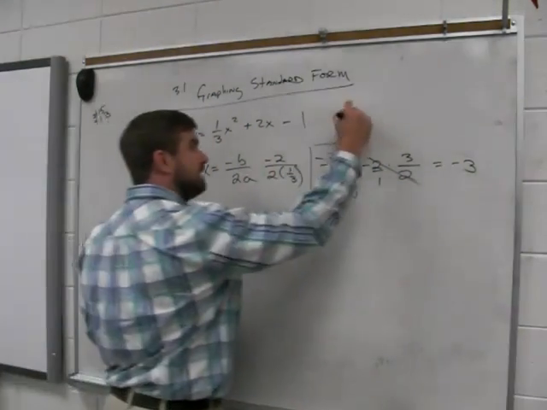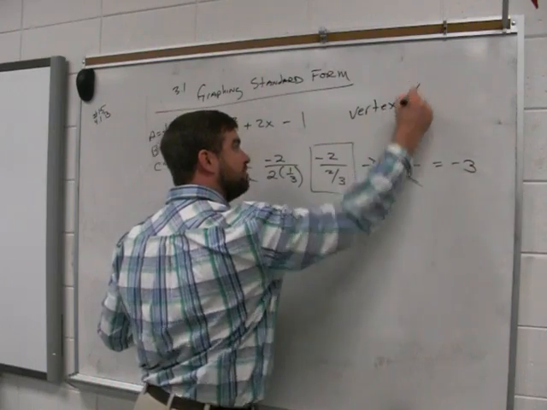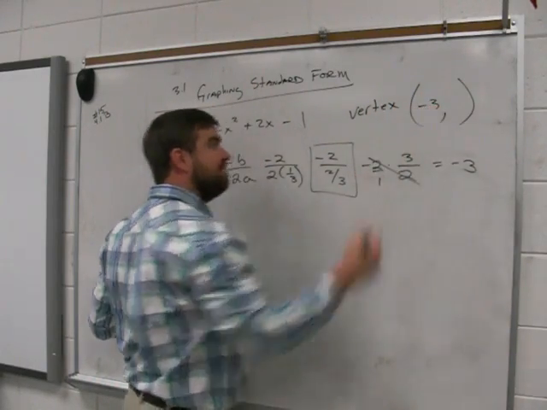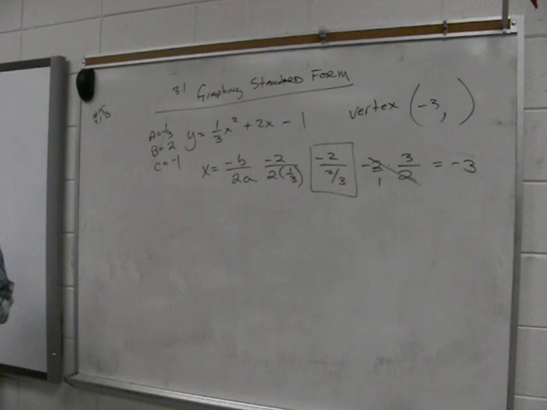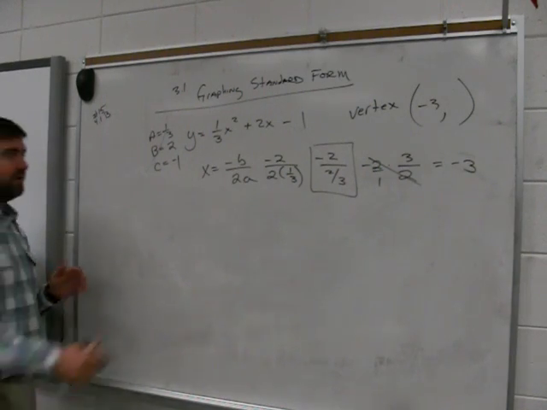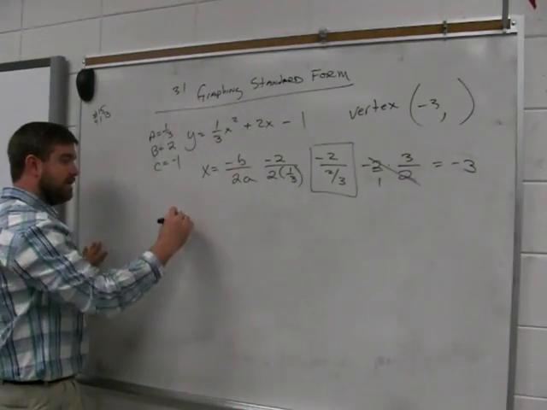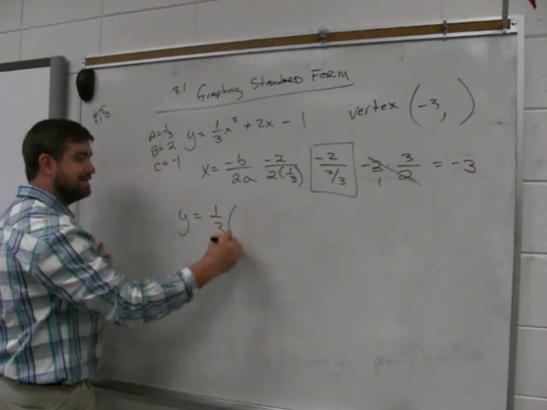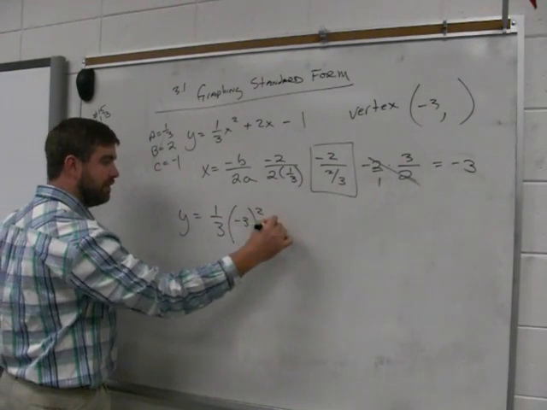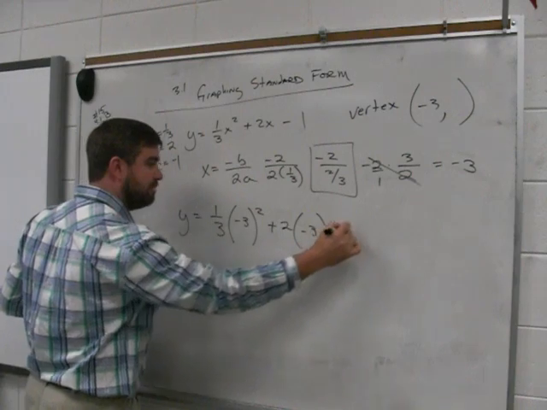So in our vertex, we've got half the vertex. We now know that the X value of the vertex is -3. Okay, the next step, how do we find Y? Plug it in. Exactly right. So in my original equation right here, Y equals 1/3 times -3 squared plus 2 times -3 minus 1.